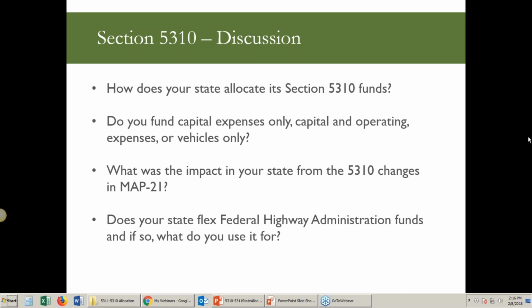Yeah, you know, Oregon moves, I think it's 21 million of STP into 5310, and in the highly rural areas, it ends up being like 80. It's a base of about 80,000 a year that people get. A lot of them do put it into contract ops, because 20% is a lot less than 50%.